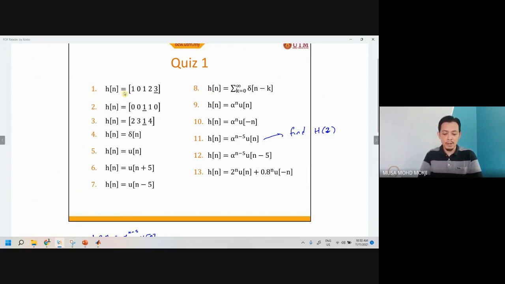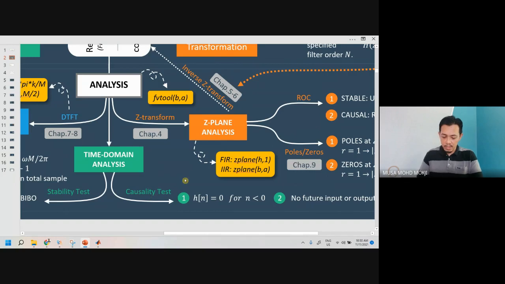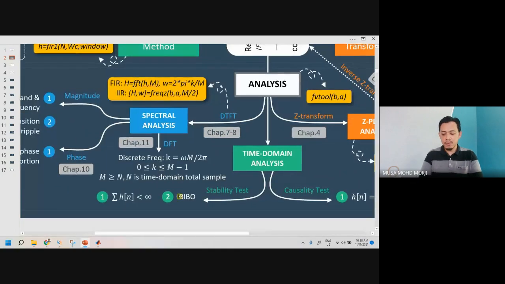So this one, number 1. Number 1 is obviously FIR, because you can count 1, 2, 3, 4, 5 samples. And we know that this is not causal, but is it stable? By looking at h[n], the impulse response, if you still remember the stability test on h[n], you just sum everything. It is supposed to be less than infinity.